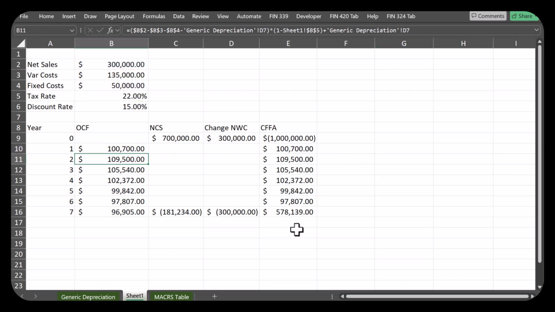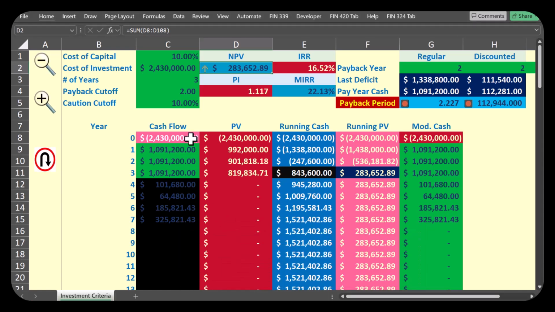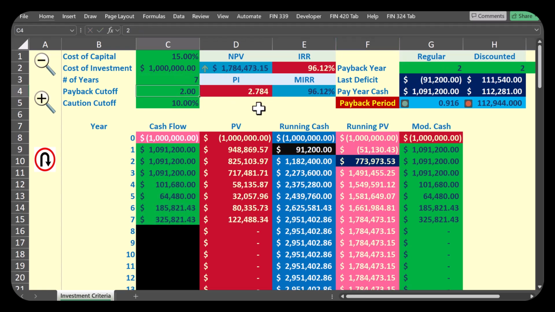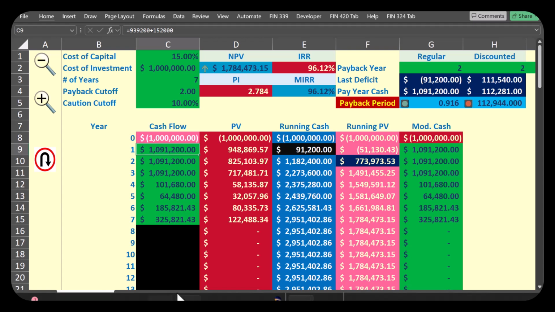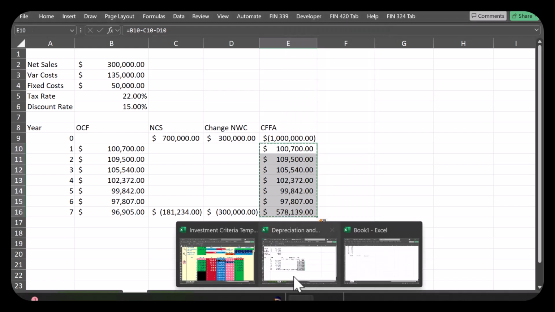To calculate all the criteria, I'm going to go to our template. Okay. Our cost of capital is 15. Cost of investment is net capital spending plus change in net working capital. That's 1 million. 7-year life. Don't worry about the other stuff. And the cash flows, I'm going to copy from the other one. Copy. Oops. Base values.